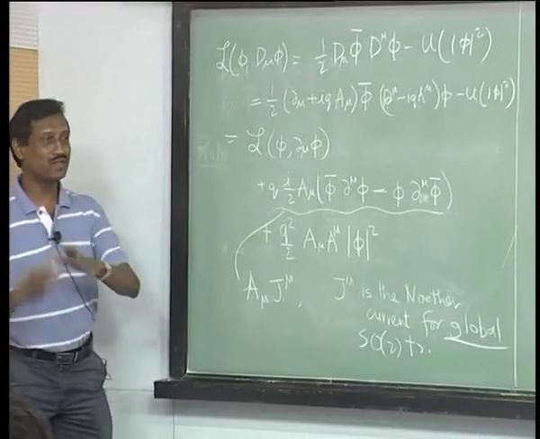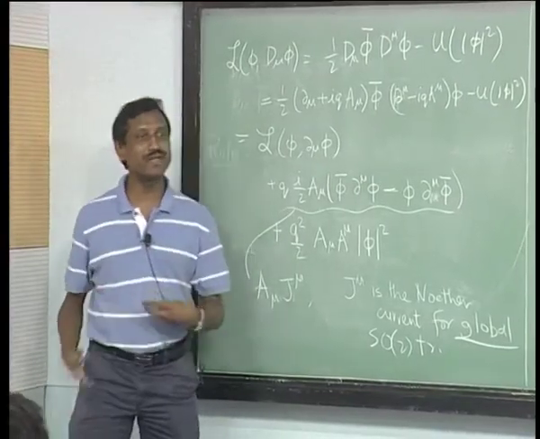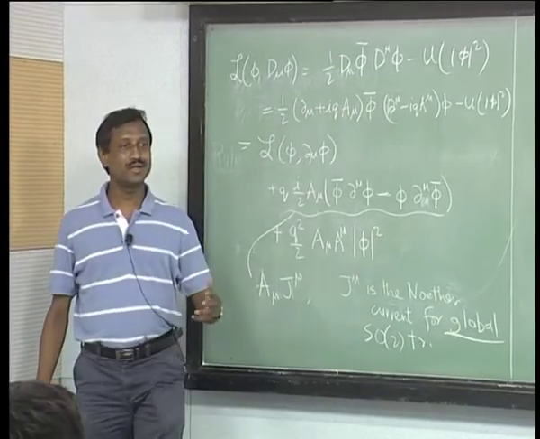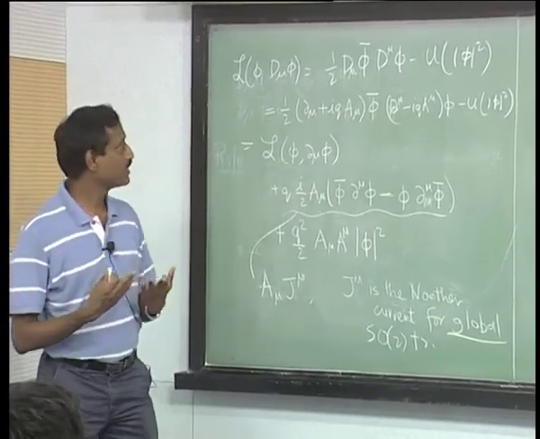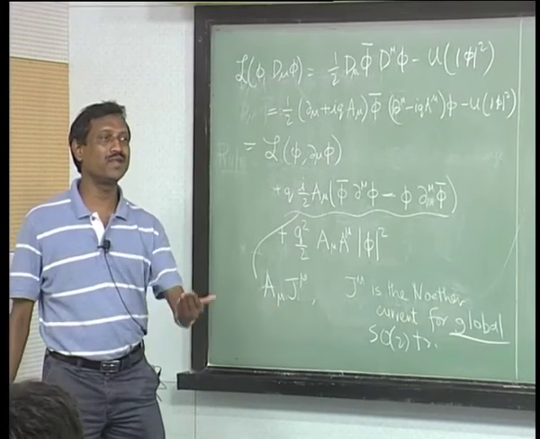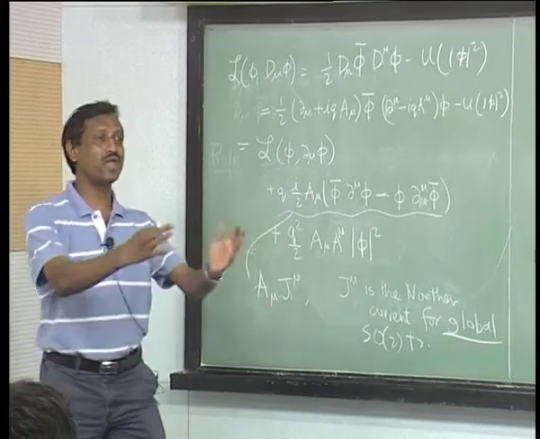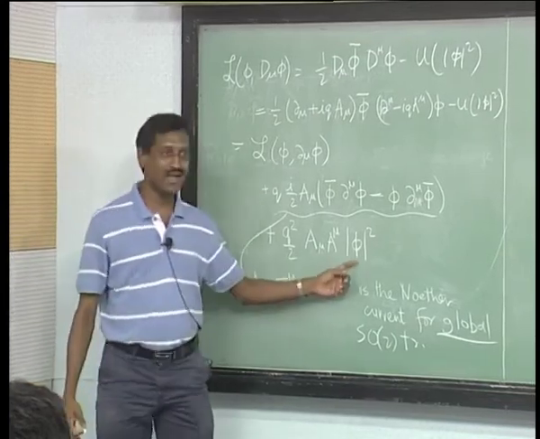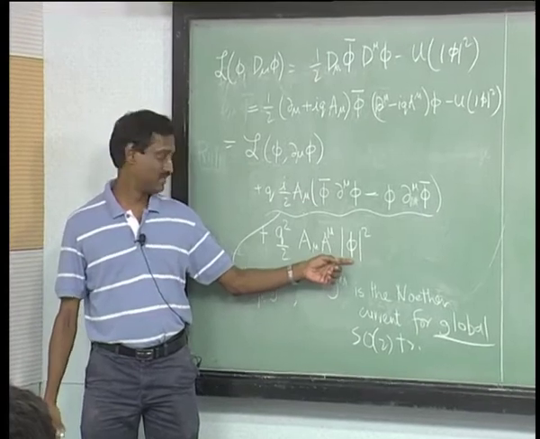So, now you can see that suppose you are in a situation where u of phi was such that the ground state had a spontaneous symmetry breaking. So, phi equal to a, some finite number, then you can see that I can get something which looks like a square.